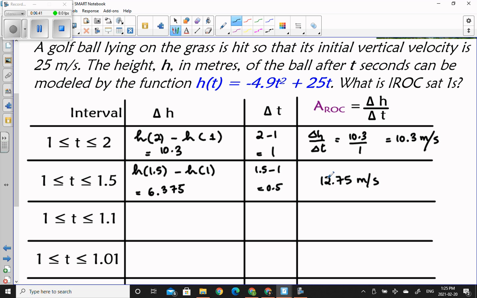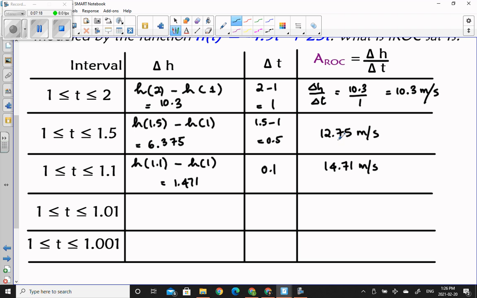So you can see that this value is very different from that value. So let's get closer to 1. Let's find the slope or the average rate of change between 1 and 1.1. We're getting even closer to 1 there. So delta H is H at 1.1 minus H at 1, which works out to 1.471. And the change in time is going to be 1.1 minus 1, which is 0.1, and we get 14.71 meters per second. Again, the values are quite different. This was 10.3, then it became 12.75, and now it's 14.71.